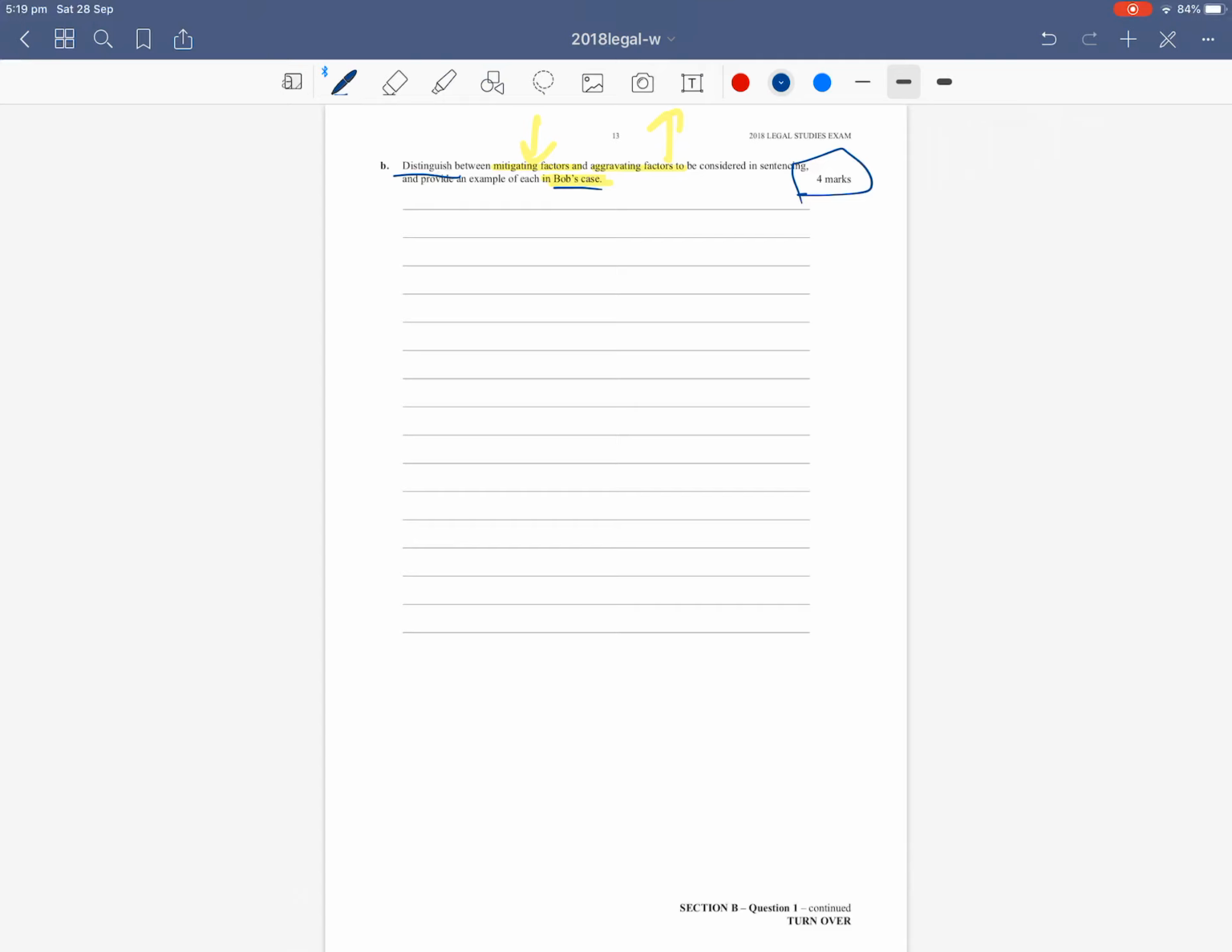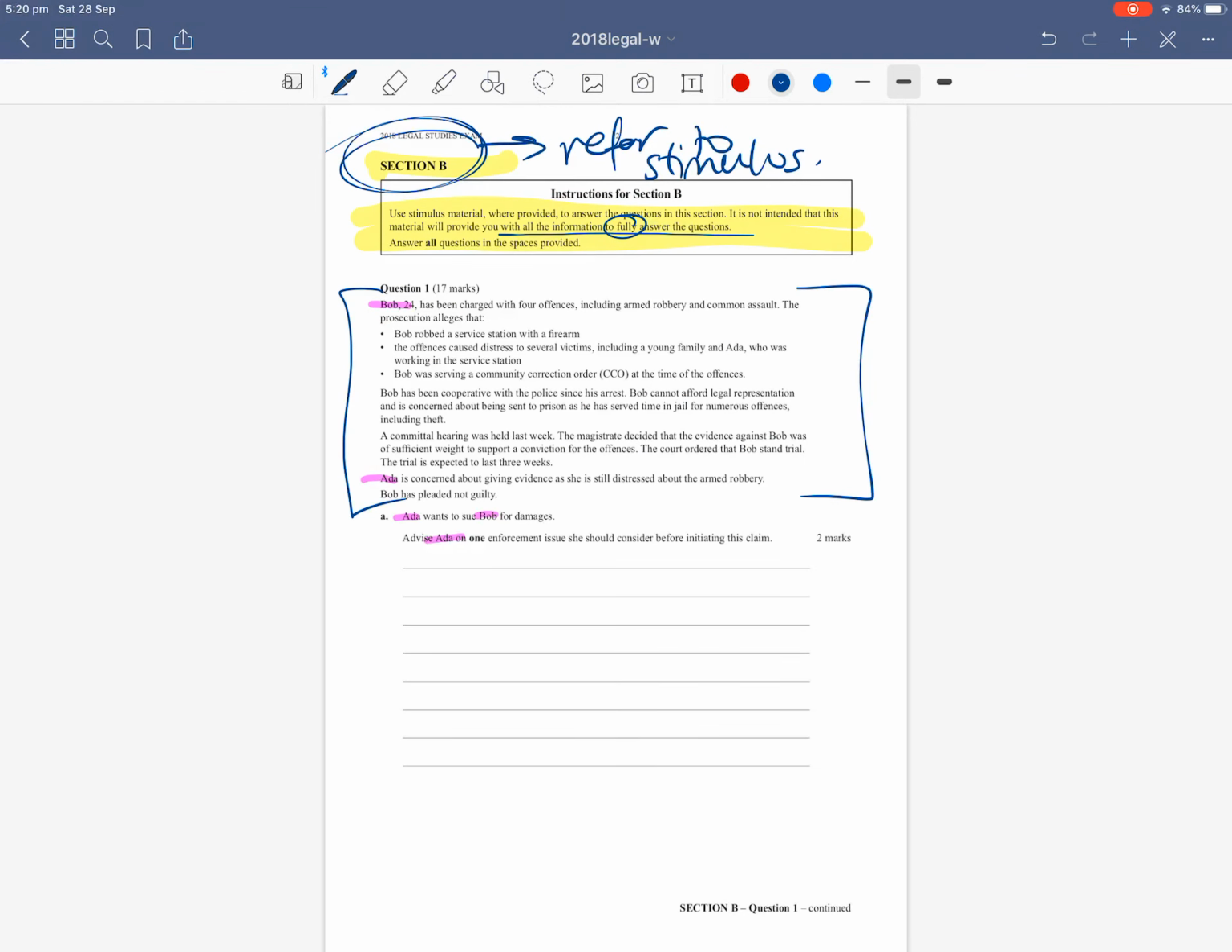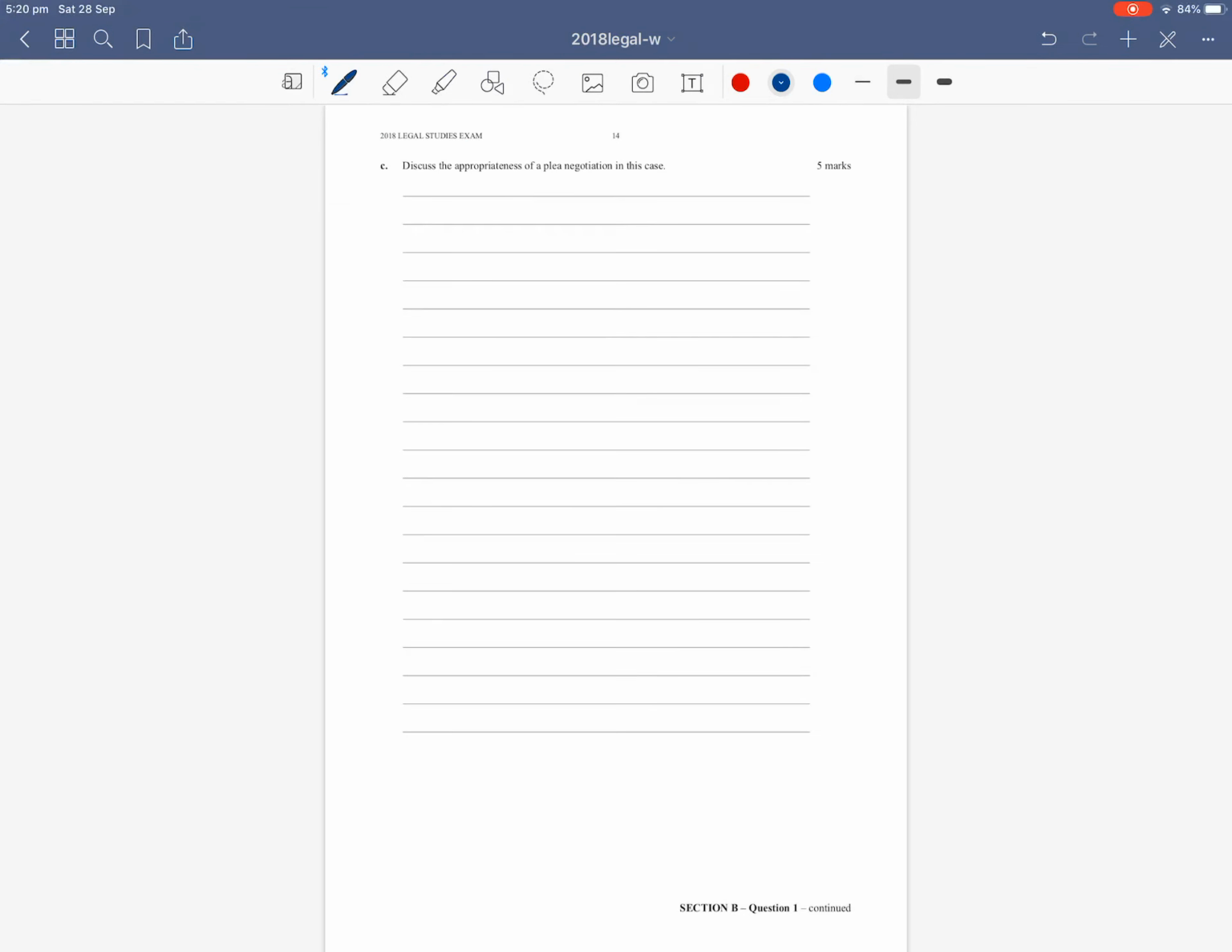Both mitigating and aggravating factors are things that a judge must take into consideration when sentencing an offender that's either been found guilty or has pleaded guilty. In Bob's case, you'd go through here and find out what they are.